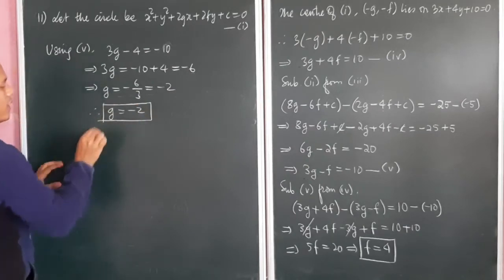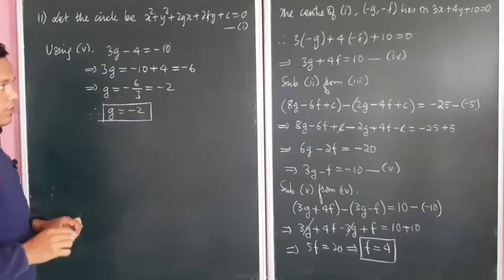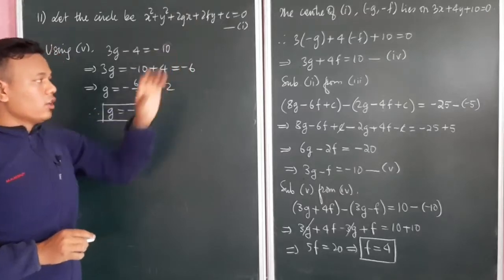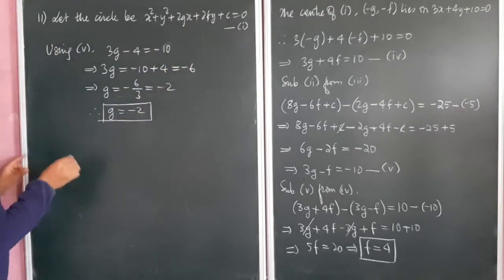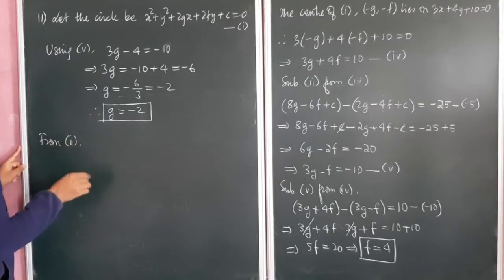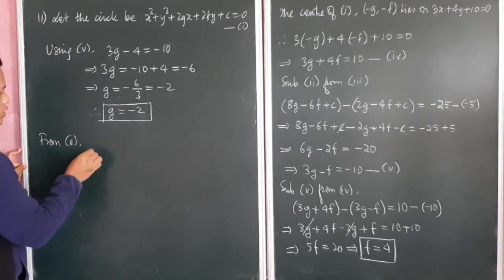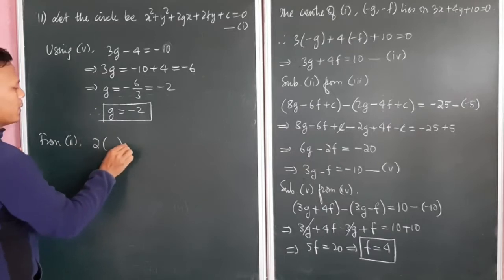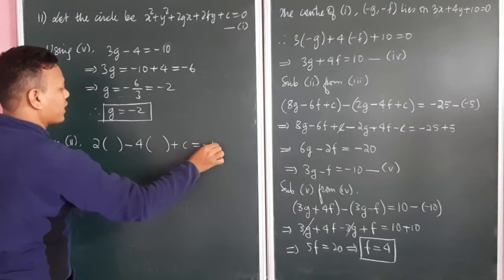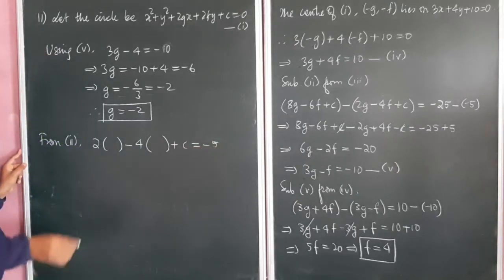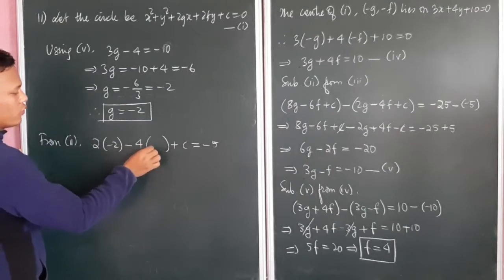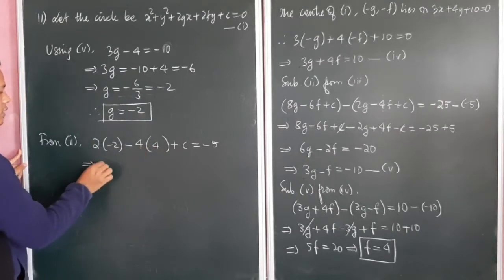Now at last we need to find what is the value of c. Okay, we got the value of g, we got the value of f. Now we need to find what is the value of c, and for that we'll make use of equation 2. Okay, so from 2, if you have noted down, you have equation 2 equals to 2g minus 4f plus c equals to minus 5. So this is your equation 2. And what is g? g is minus 2. f is how much? f is 4. So from here let's see what is the value of c.